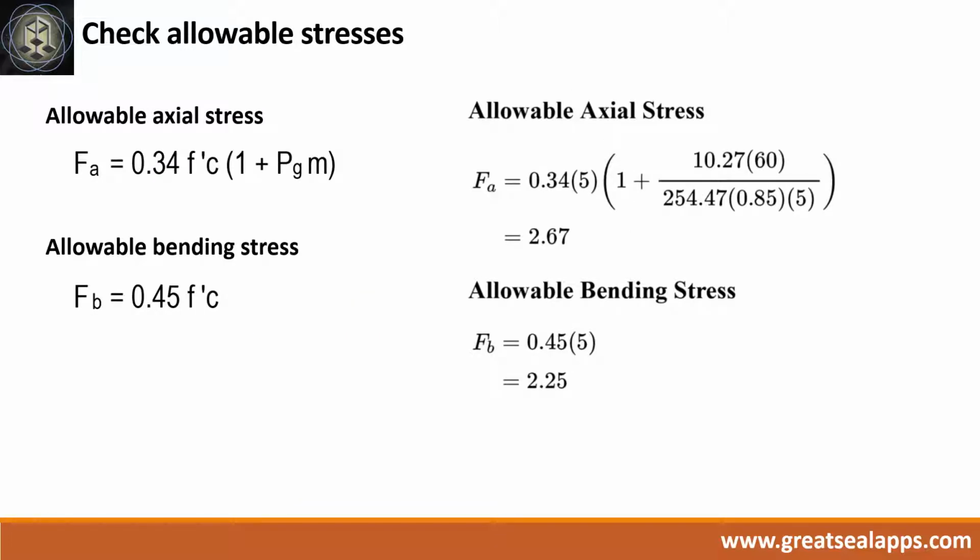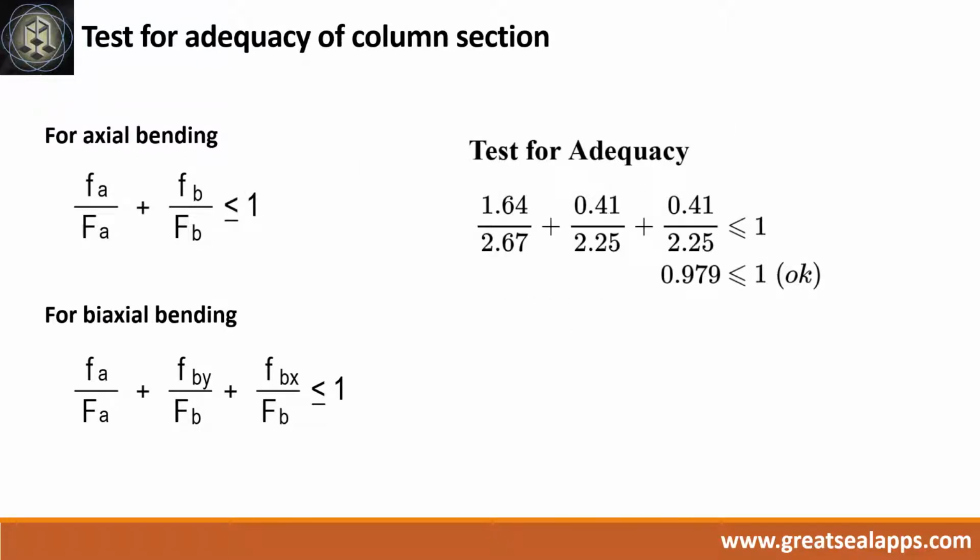The allowable axial stress is 2.67, and allowable bending stress is 2.25. The combined shear and moment stress is 0.979, which passes the adequacy test.